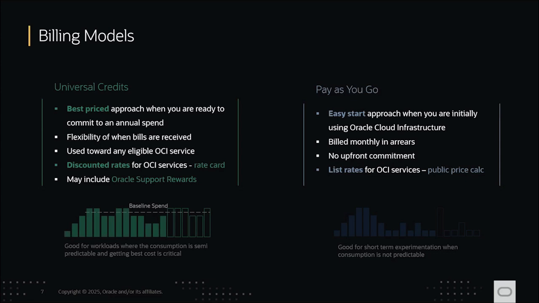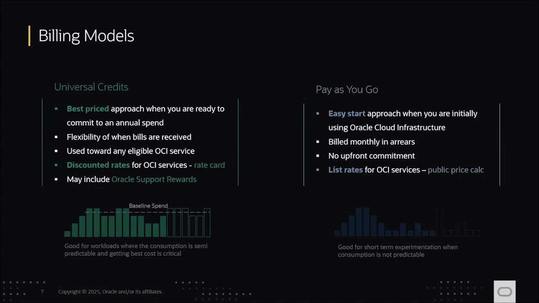But where most of this goes is to a Universal Credits model, right? You like what you've seen, you want to build something out, your costs are becoming a little more steady, and you start to figure out that you know what it's going to be day to day, month to month. This is going to be the way you're going to get your best price, right? At different commit rates, there's discounts that Oracle is going to apply to what you're using, and may include also things on top of that like Oracle Support Rewards, right?